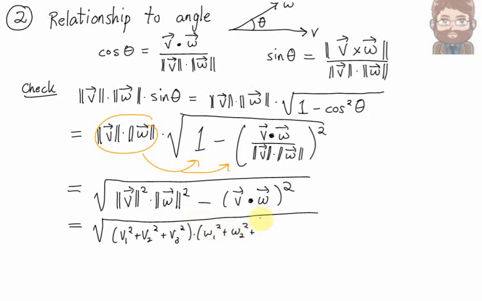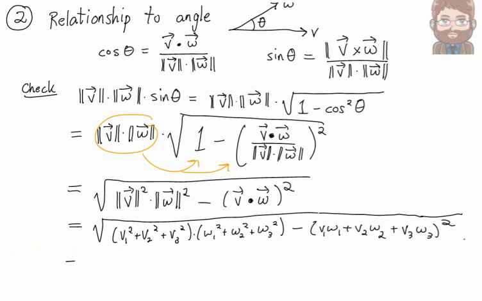Minus the length of the dot product squared. So you take that expression, you simplify it as much as you can. Now remember, our goal is to show that this expression is equal to the length of v cross w.